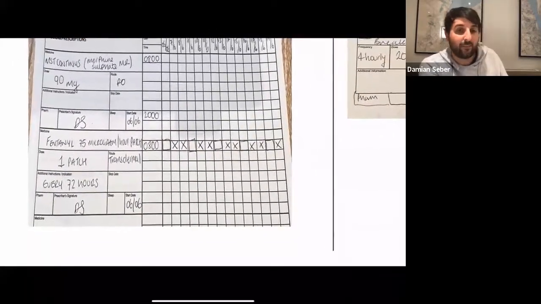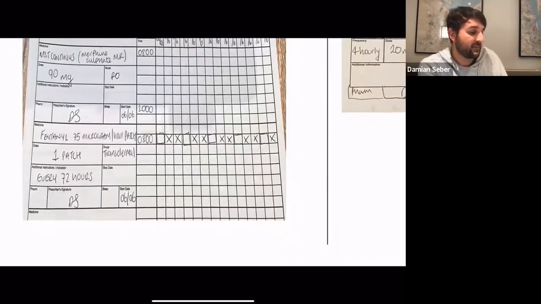For your fentanyl patch, this is how you prescribe it. So fentanyl, 75 micrograms an hour patch, and it's transdermal, and the dose is 1 patch. But the important thing to note here is it's given every 72 hours. So you would give it at 8 o'clock in the morning, for example, and put 2 crosses after the box. So you're giving a dose, and then you're not giving a dose for 2 days, another dose, not for 2 days, another dose, not for 2 days, etc. So that's how you prescribe your fentanyl patch.